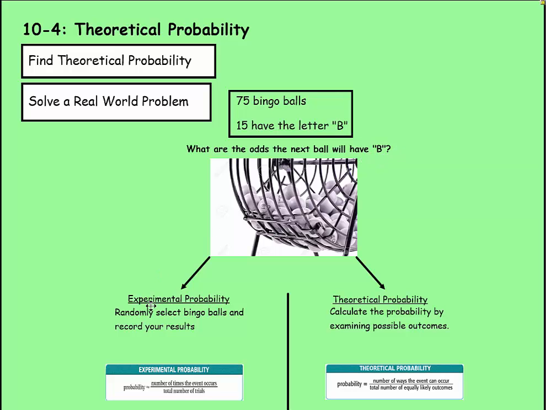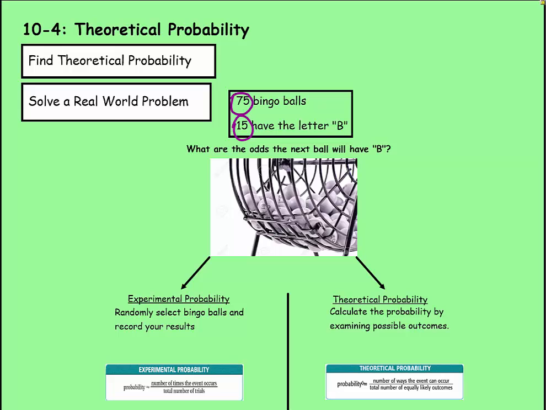Well, we could do what we did in a previous lesson where we did experimental probability, by randomly selecting a certain amount of bingo balls and then recording our results, and then using those results to predict the next one. Or we could do theoretical probability, which is what we're doing today. We could calculate the probability by examining possible outcomes. For example, if I do know that there are 75 bingo balls and 15 have the letter B, I can use this theoretical probability equation to solve.